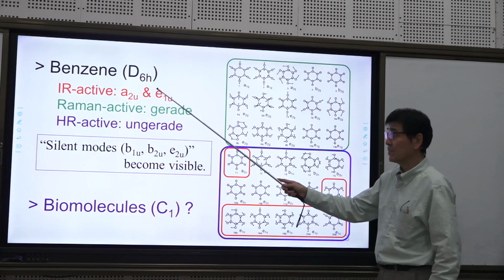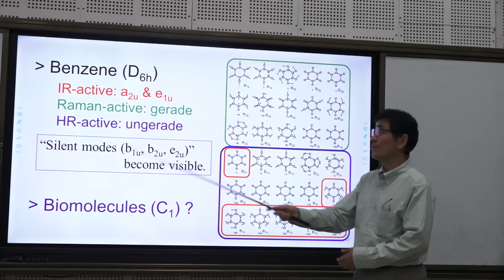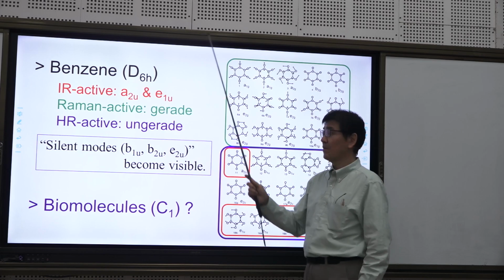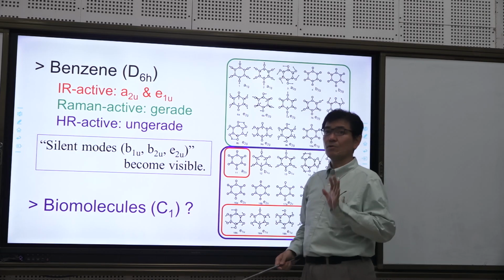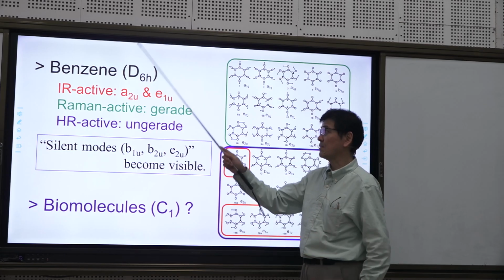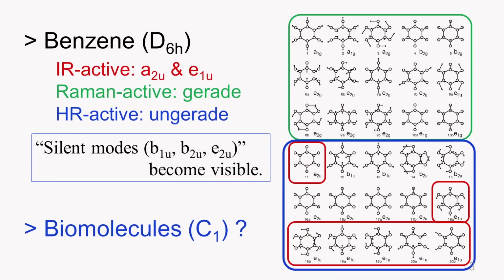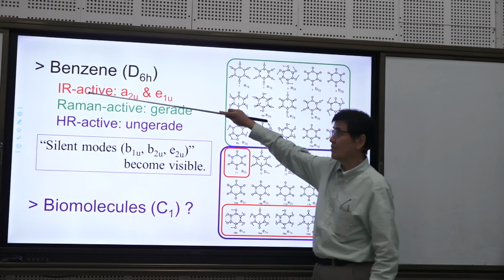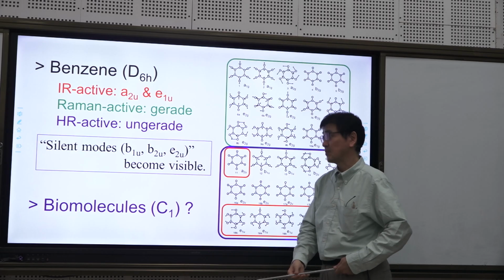This kind of symmetry discussion is very meaningful if the molecule has high symmetry. But in the case of biomolecules, most biomolecules do not have such a high symmetry. They are mostly classified into the C1 group, the lowest symmetry. There is no symmetry species. In such a case, this kind of beautiful discussion is unexpected or probably impossible.